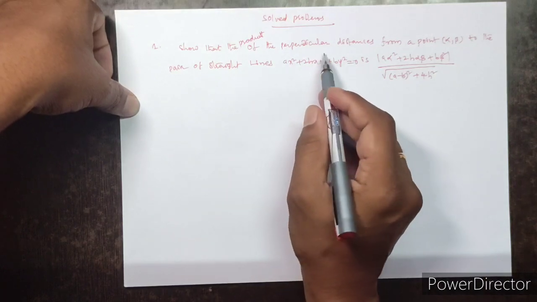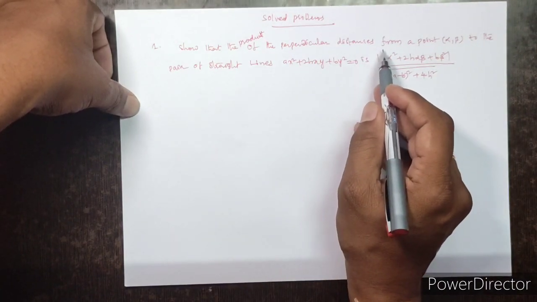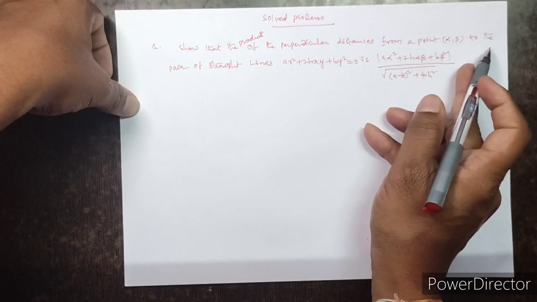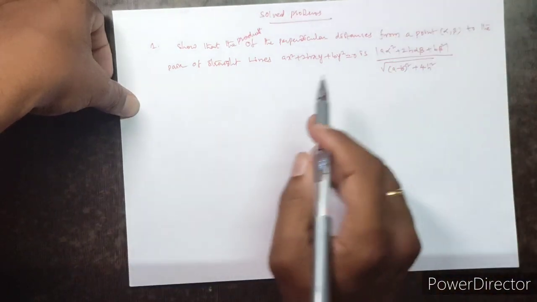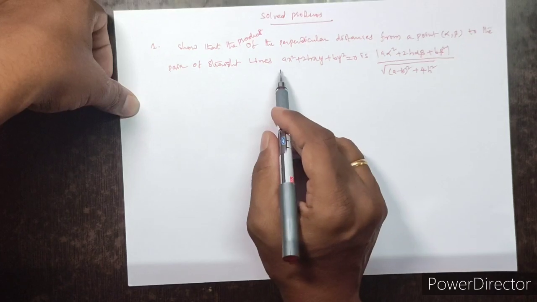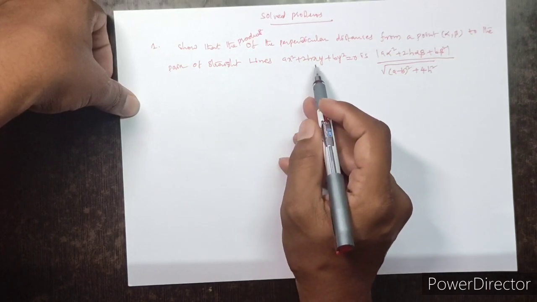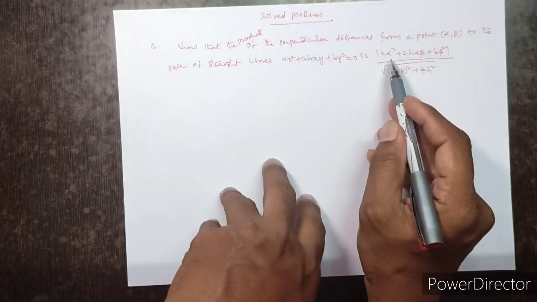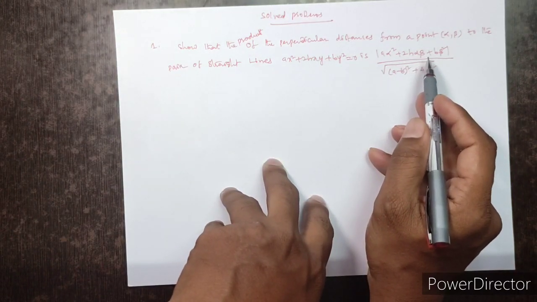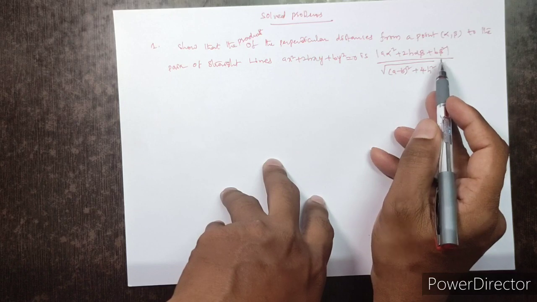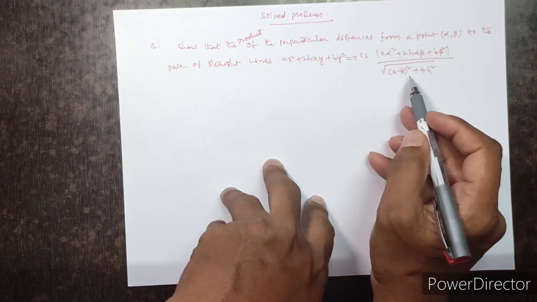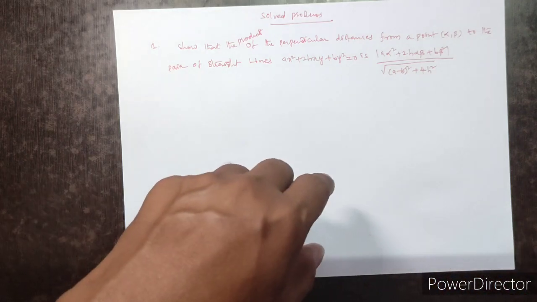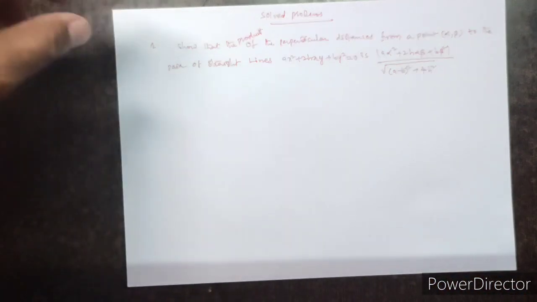of the perpendicular distances from a point alpha comma beta to the pair of straight lines ax square plus 2hxy plus by square equal to 0 is modulus a alpha square plus 2h alpha beta plus b beta square by root of a minus b whole square plus 4h square. Solution.